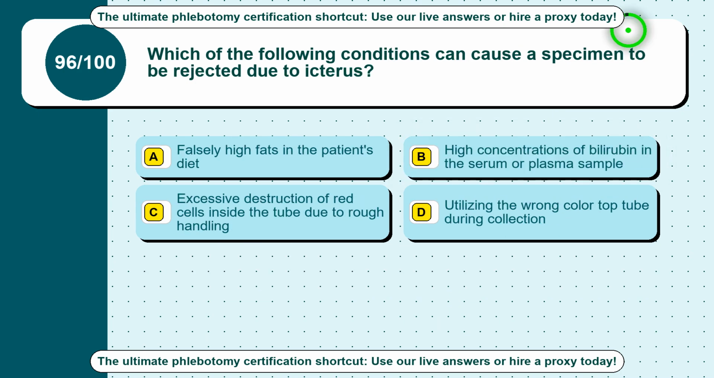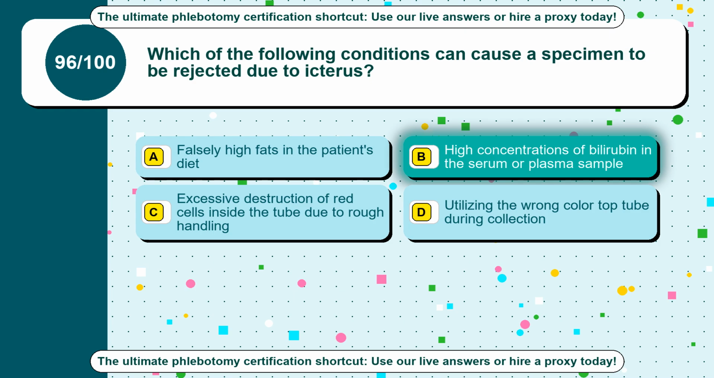Question 96. Which of the following conditions can cause a specimen to be rejected due to icterus? Option A. Falsely high fats in the patient's diet. Option B. High concentrations of bilirubin in the serum or plasma sample. Option C. Excessive destruction of red cells inside the tube due to rough handling. Option D. Utilizing the wrong color top tube during collection. The correct answer is option B.